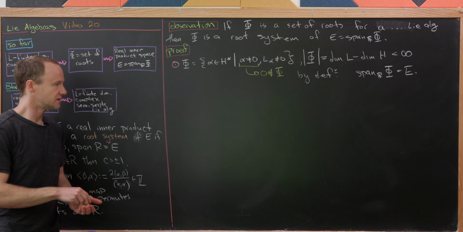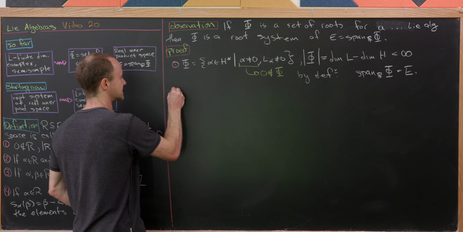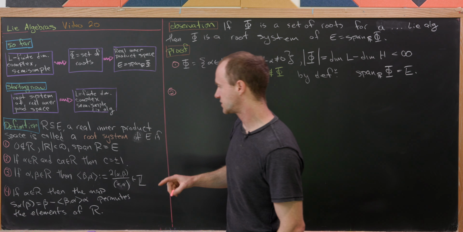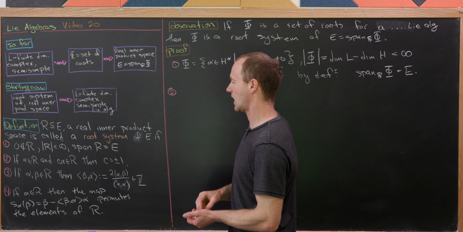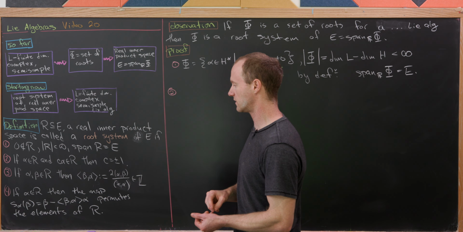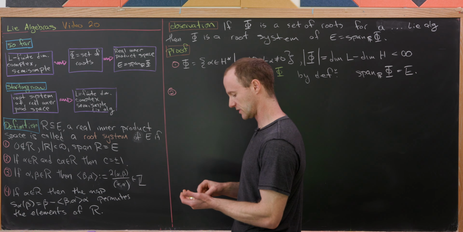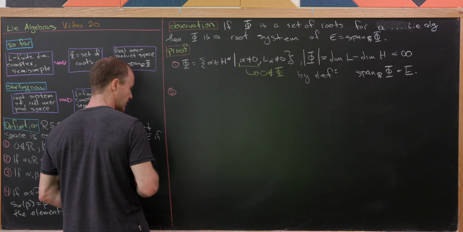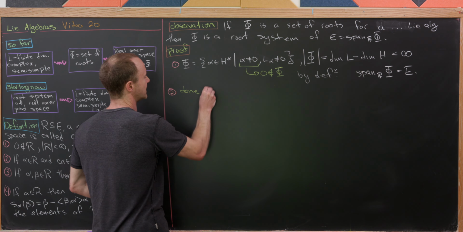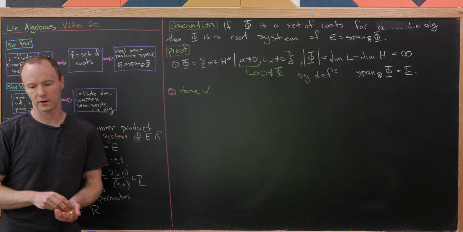Okay, great. Now let's move on to the second axiom, which says that if alpha is in R and a multiple of alpha is in R, then that multiple is either plus or minus 1. I'm just going to put a done here because that's something we proved before.